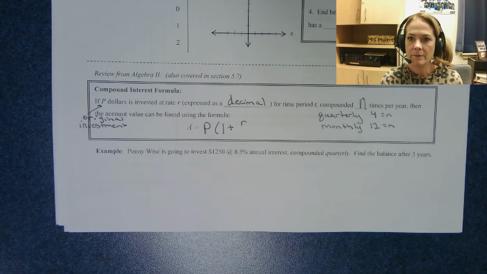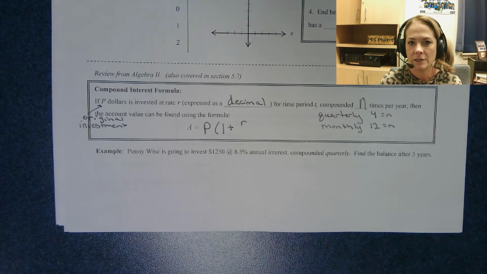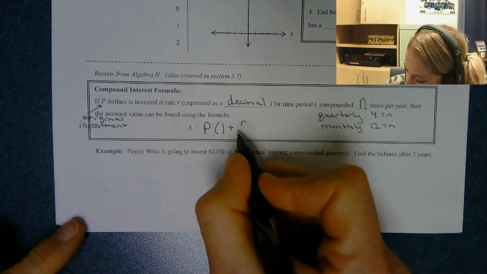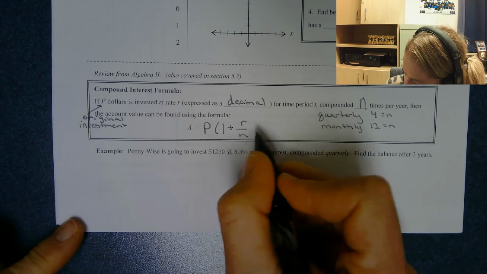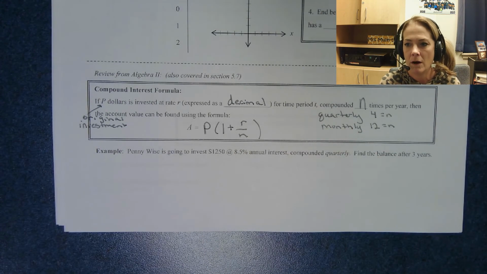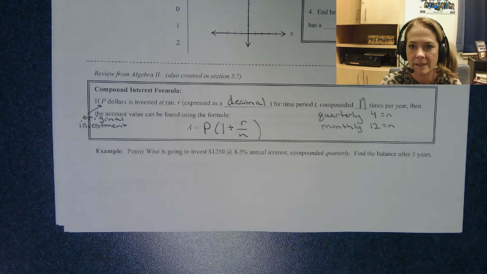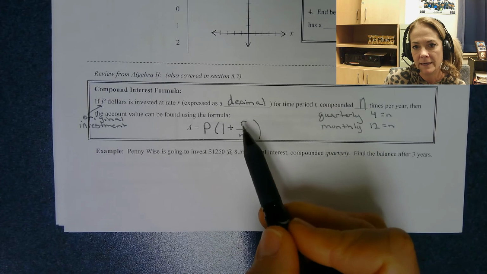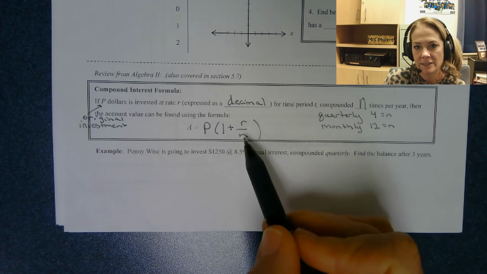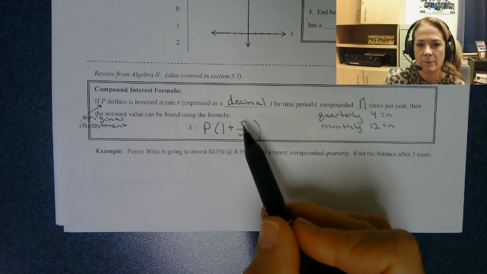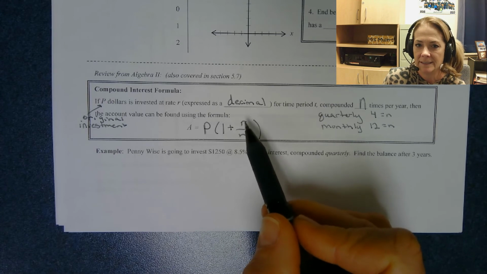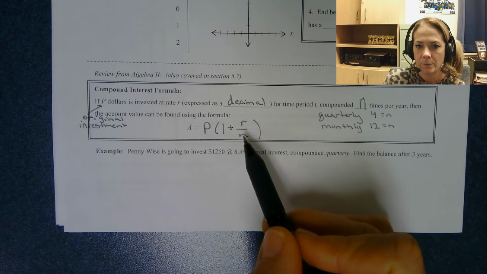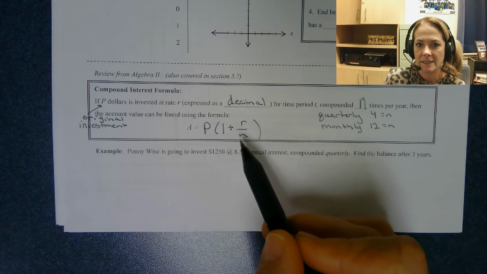And the rate, if it were just yearly, you would just say 1 plus 0.06. But with compounding, you're going to split the rate. So let's say you're compounding twice a year. That rate would be split by 2. So if it were 6%, that would become 0.03. So it's getting split into 0.03 because it's happening twice a year.